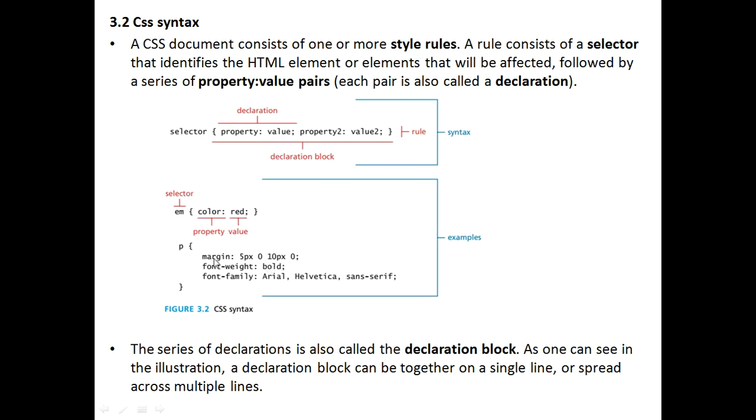Okay. Similarly, more than one property value pair with the p. It's a paragraph. We are applying the CSS on the paragraph. Clear? Margin, font weight, font family: these are the properties. These are the values: bold, Arial. The series of declarations is also called a declaration block. As one can see in the illustration, a declaration block can be together on a single line, or spread across multiple lines. You can use multiple lines here to write this declaration block.